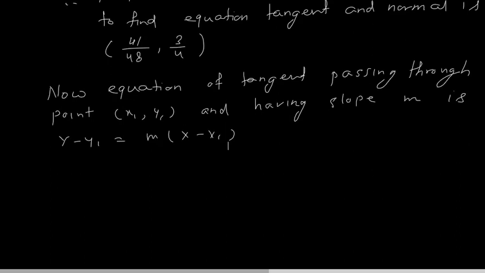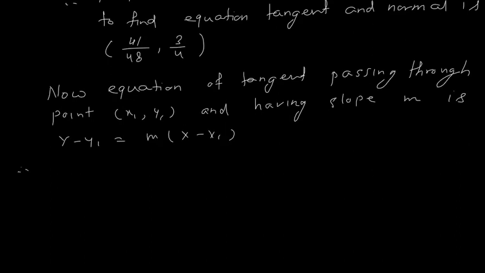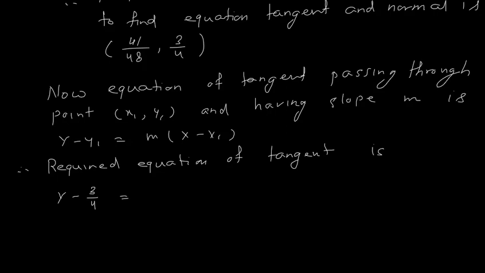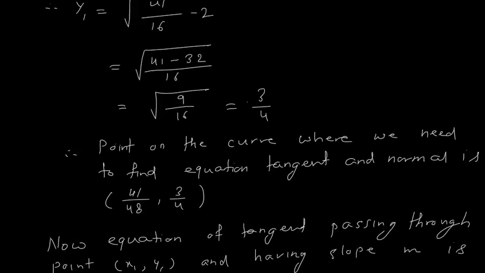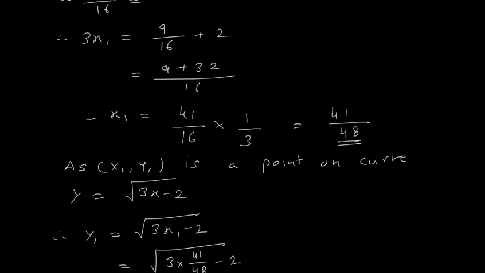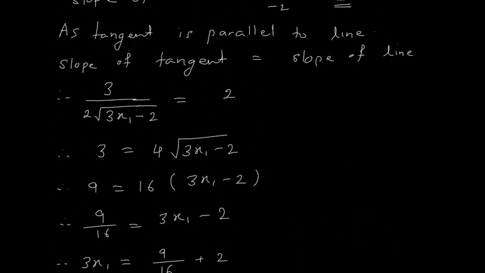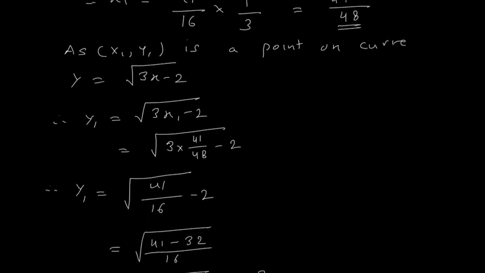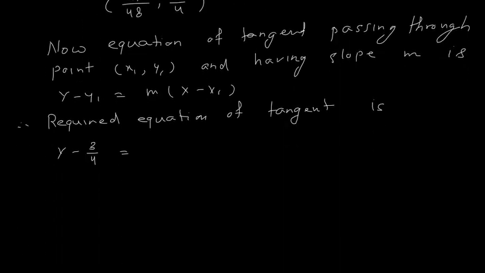So therefore, in our case, the required equation of tangent is y minus y1, and in place of y1 we will write 3 upon 4, is equal to m. Now the value of slope is equal to 2, because slope of tangent is equal to slope of line. So I will say that this is equal to 2 into y minus y1.